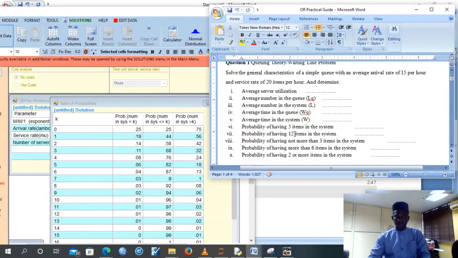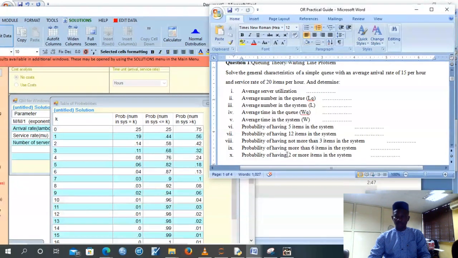Probability of having 12 items in the system: k equal to 12 is 0.01. Probability of having not more than 3. Not more than 3 means either 3 or less than 3, so that is probability of less than or equal to 3. We use less than or equal to k and check under 3. Less than or equal to 3 is 0.68. Then the next, probability of having more than 6. That is greater than k. Greater than 6 is 0.13.